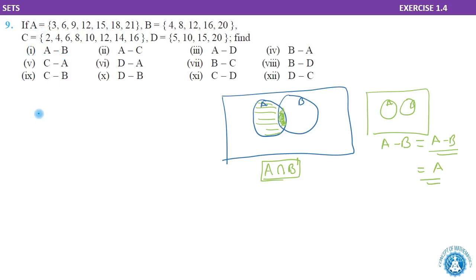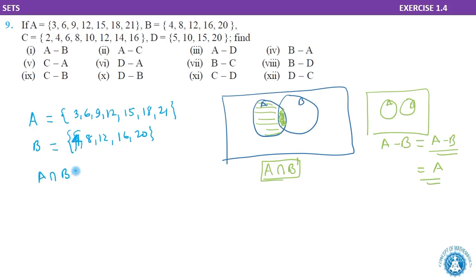A minus B, we will remove... A is given as 3, 6, 9, 12, 15, 18 and 21. B is given as 4, 8, 12, 16 and 20. So we will remove all the elements which are common to A and B. So first we will find A intersection B.